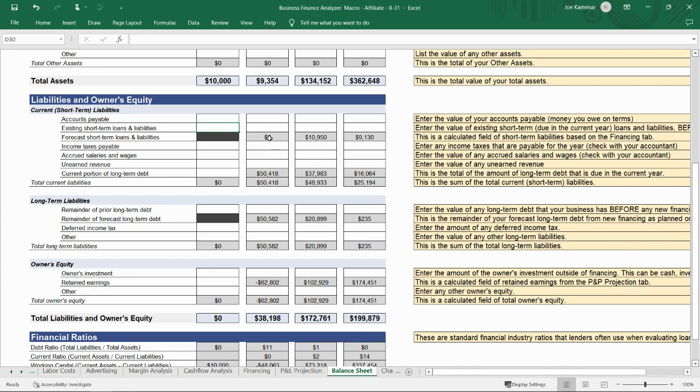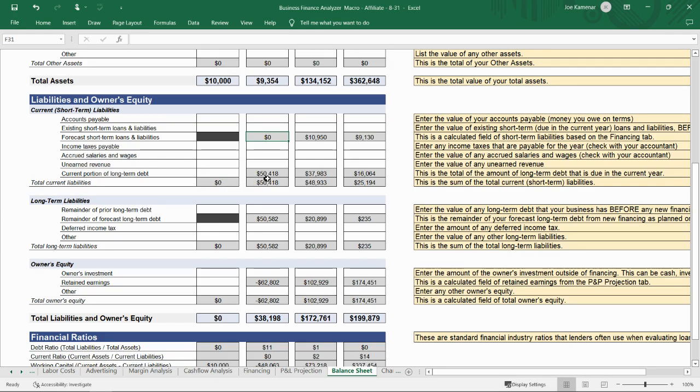But in here, these ones that are gray, these are calculated. So any loans that you forecast in the financing tab, any portion that becomes due during year 1, 2, or 3 gets reflected in here automatically. You can also put in any income taxes payable, accrued salaries. This is all standard balance sheet information. Working with your accountant, you can do this without any problem. Unearned revenue and such.